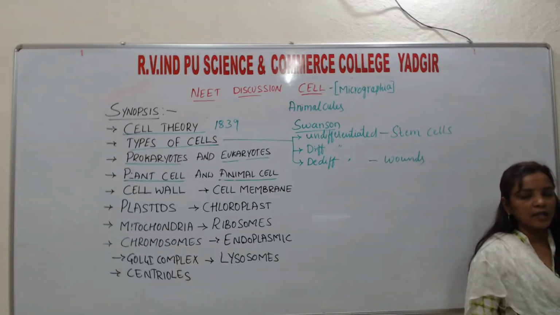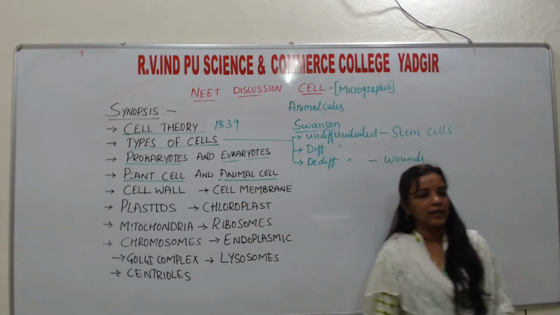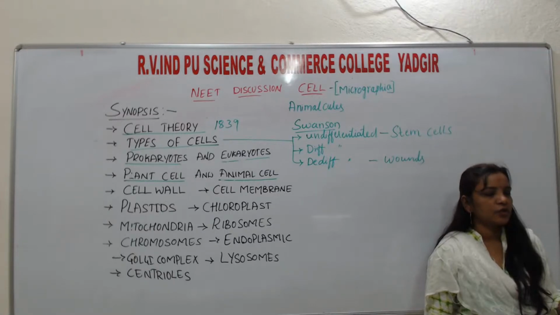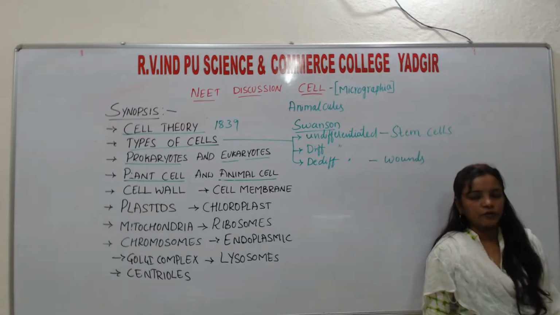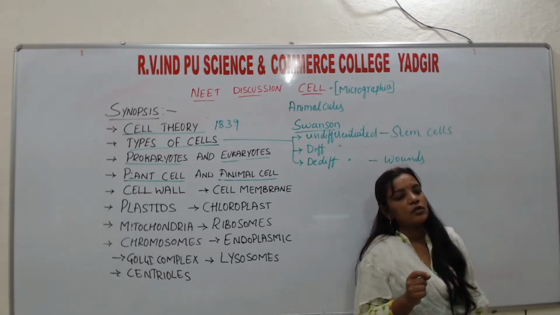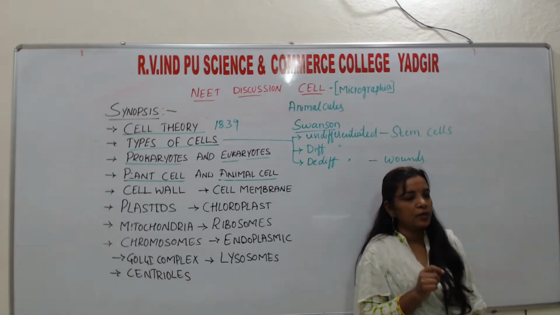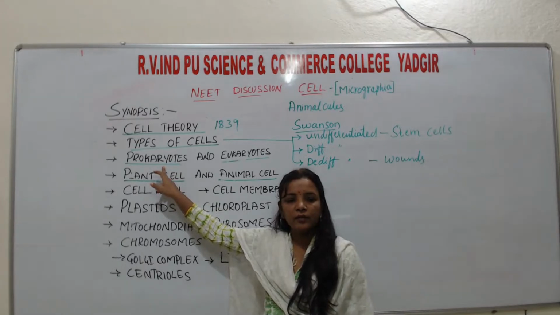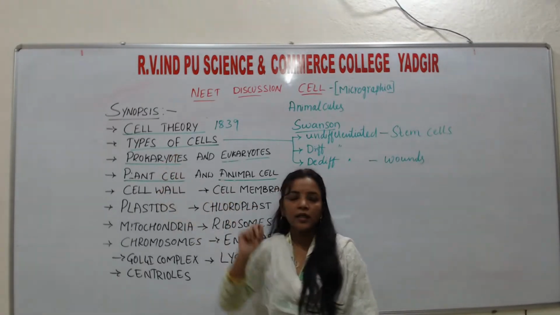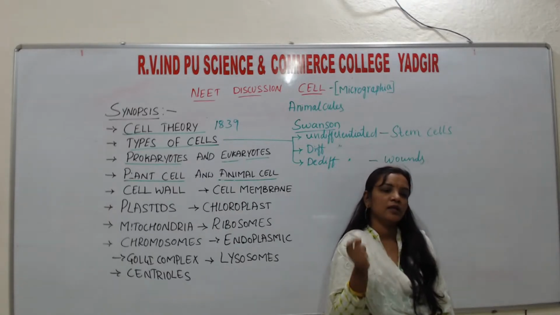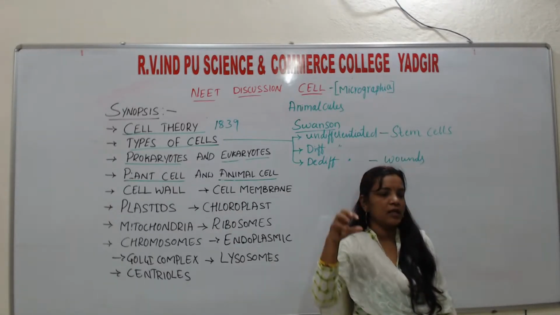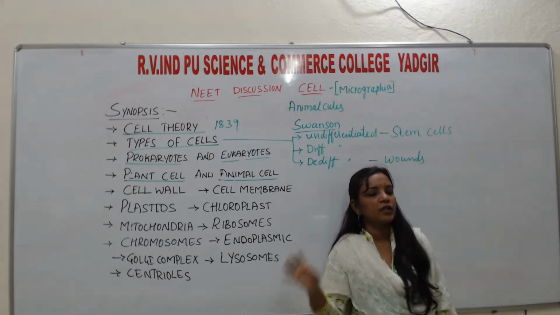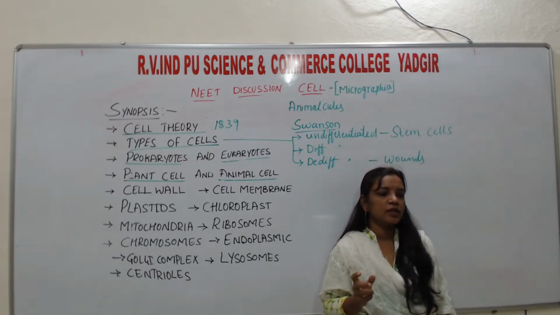70S type of ribosomes are present in bacteria, that is in the prokaryote. Reserve food materials will be stored in the cytoplasm in the form of inclusion bodies. So this term you should know. What do you mean by inclusion body? Prokaryotes store food in the cytoplasm in the form of granules. Those granules we call inclusion bodies.